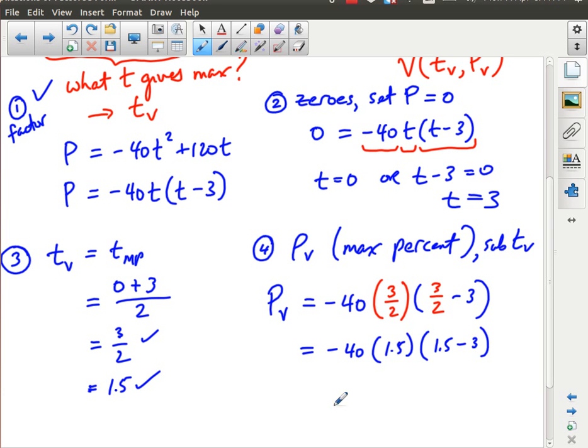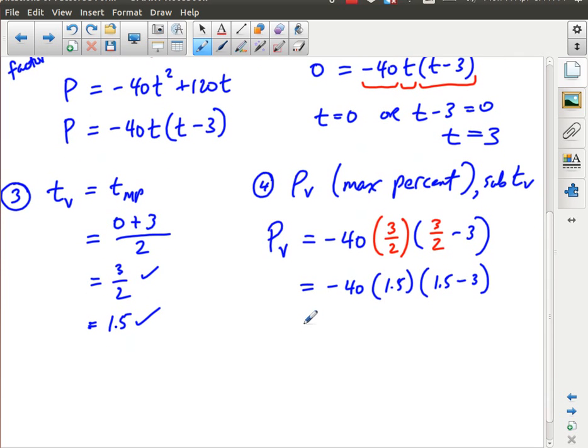Just makes it a little clearer, especially on that subtraction. Negative 40 times 1.5, and 1.5 minus 3 is negative 1.5. And so that works out to be, I've got a negative and a positive and a negative, so the overall is going to end up being positive. And then I've got 40 times 1.5, and that is equal to 60. And then I've got 60 times 1.5, and that is equal to 90. So we end up with positive 90 as our answer.